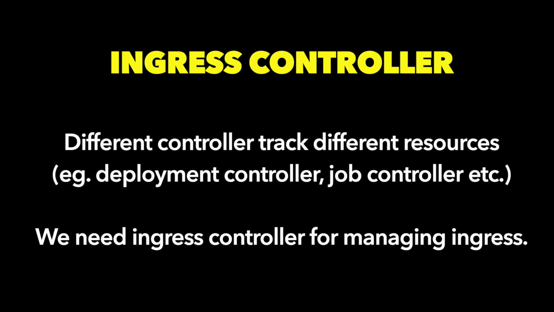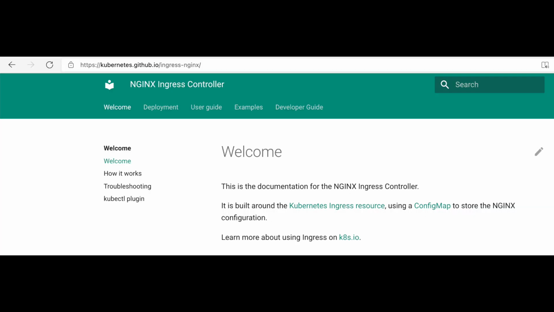In Kubernetes, we have different controllers for tracking different resource types. For example, deployment controller, daemon controller, replica controller, job controller, etc. Similarly, we need a controller for managing ingress. For this demo, we're going to be using Nginx Ingress controller. It's used quite a lot.